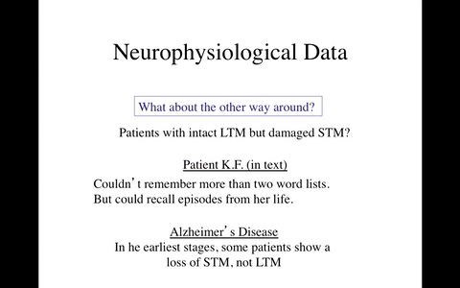What about the other way around? Can you have intact long-term memory and then depleted short-term memory? And the answer is there are some examples of that. Patient KF had very severe short-term memory deficits, but was able to remember long-term memory episodes from way back in her life. And as we mentioned, Alzheimer's disease also has a characteristic that you can see some depletion of short-term memory capacity even before any deficits in long-term memory are apparent.